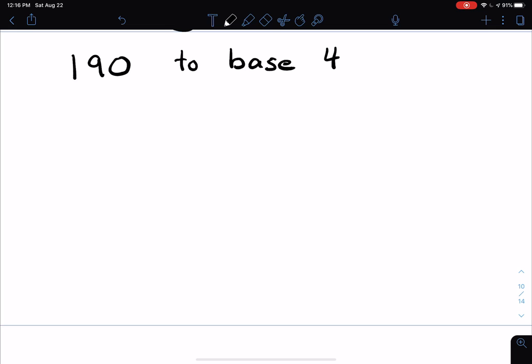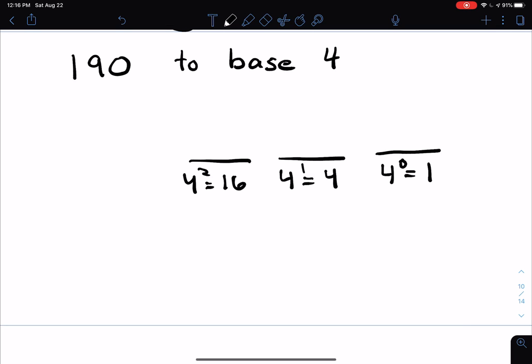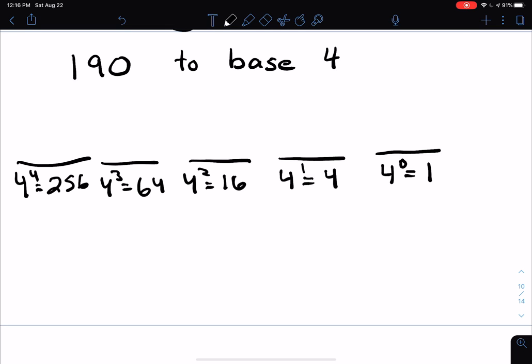All right, 190 to base 4. 4 to the 0 or 1's place, 4 to the first or 4's place, 4 squared or 16. You know what, I might have misjudged space here. Oh, no, I'm good. Because this next one is going to be 256. This is too big, so we don't want to go that far. Although I might run out of space trying to divide.